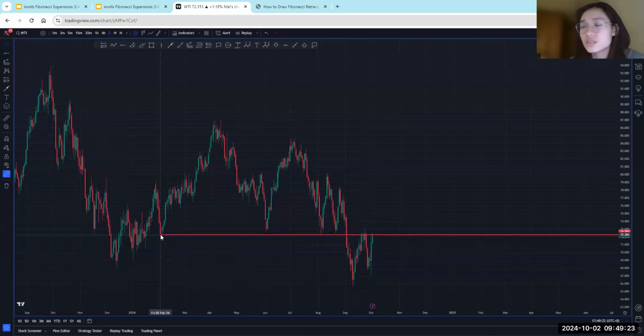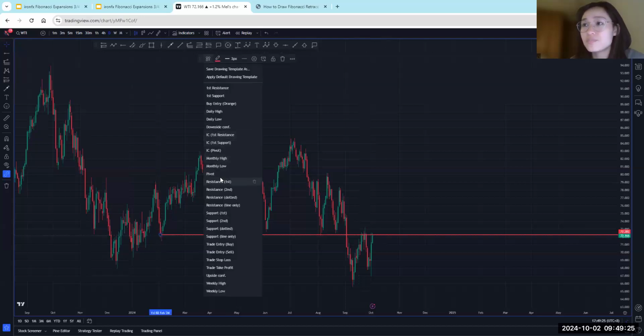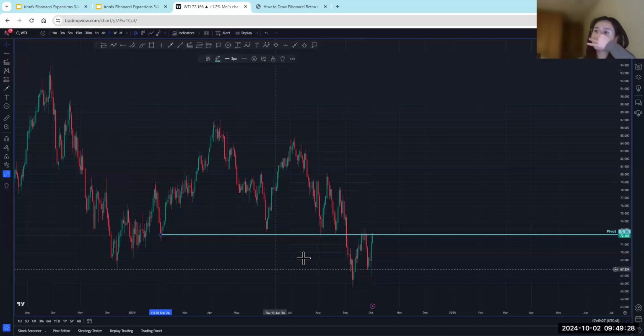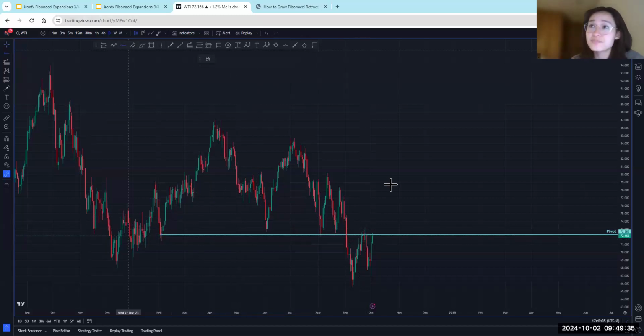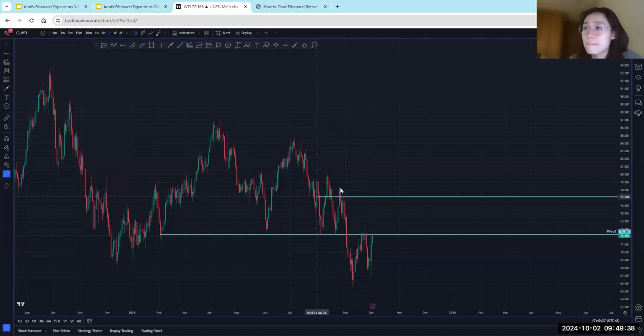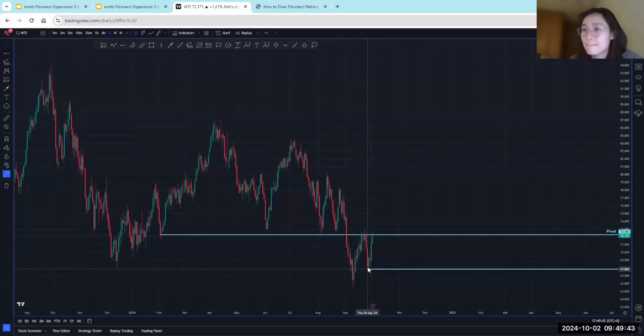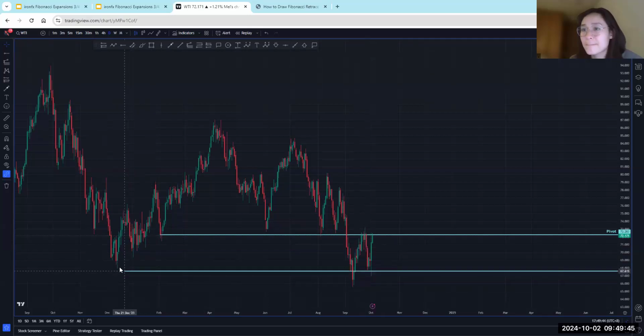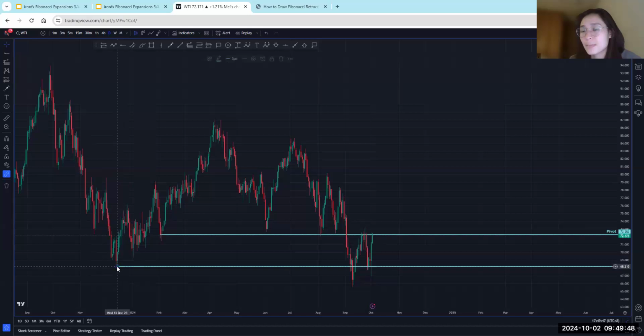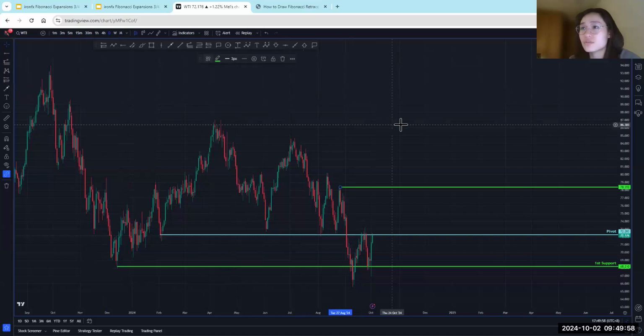So here I'll place my pivot. Okay, because I'm naming it a pivot because we have swing highs and swing lows that are lining up in that area. Okay, this will be my first support. And this is my first resistance.